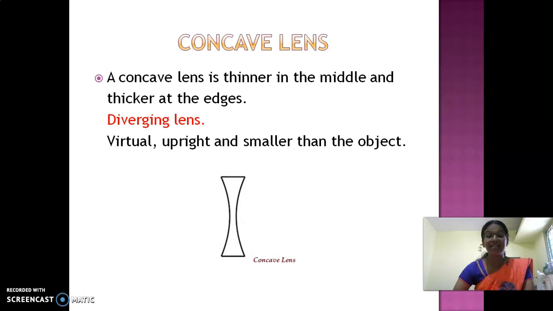A concave lens is also called a diverging lens. But a concave mirror is converging. This is the difference which you have to keep in mind. Concave lens, diverging lens. But concave mirror, converging mirror. And here the image formed is virtual, upright and smaller than the object.